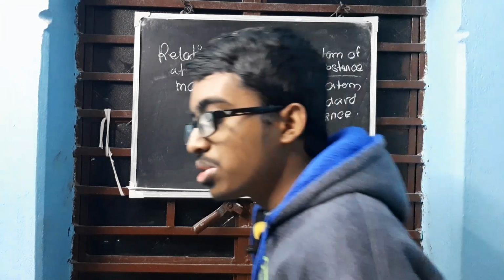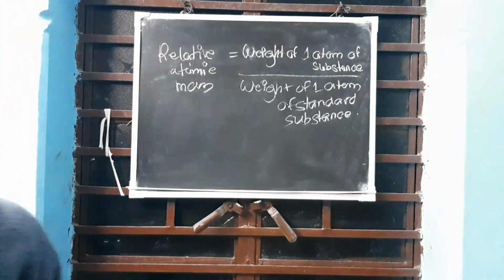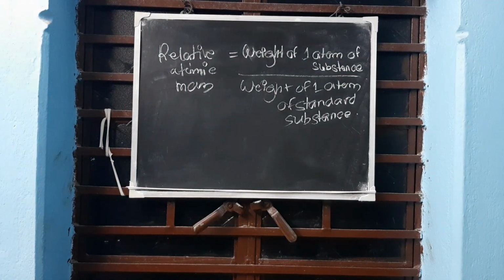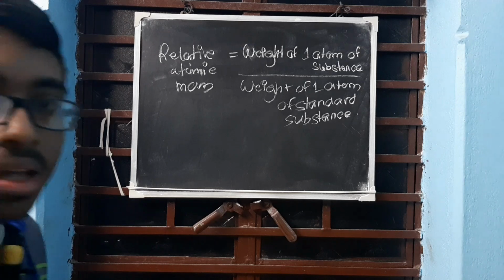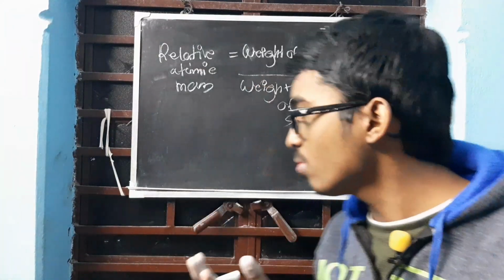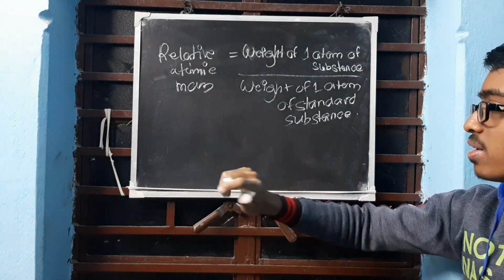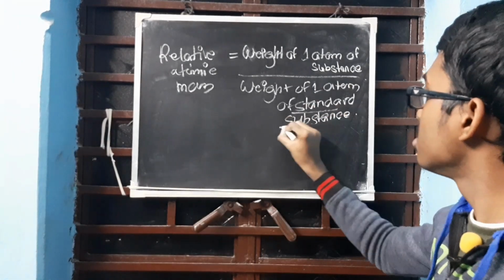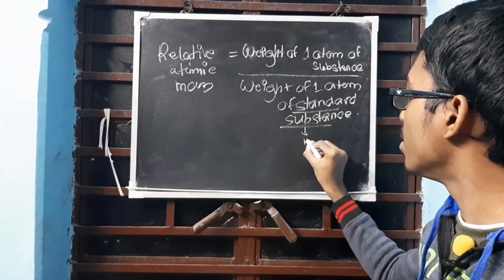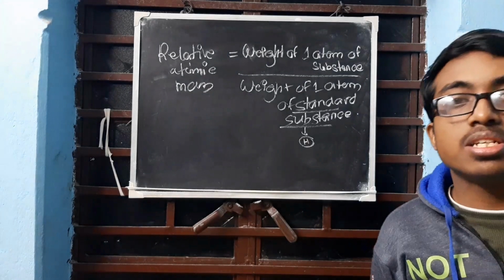That is the substance with which reference has to be made. That is called the standard substance. So with respect to the standard substance, we are going to state the molecular mass. It's relative molecular mass. Understood? Clear? Okay.